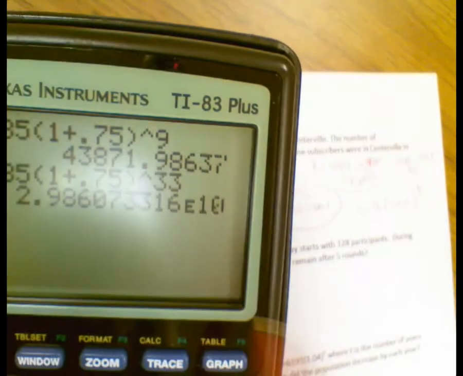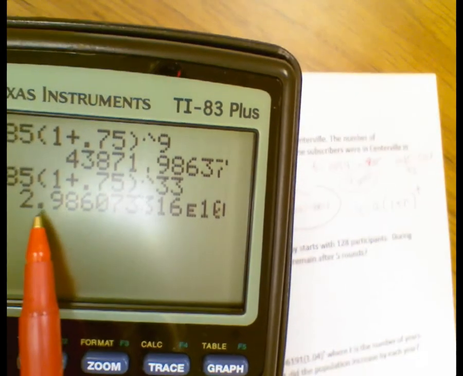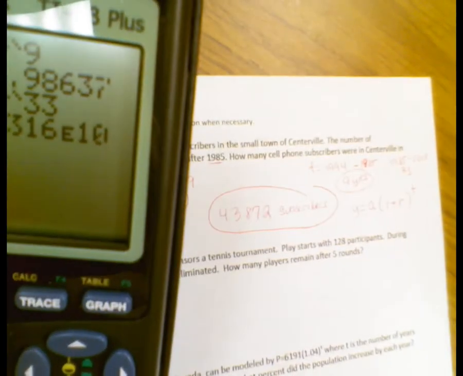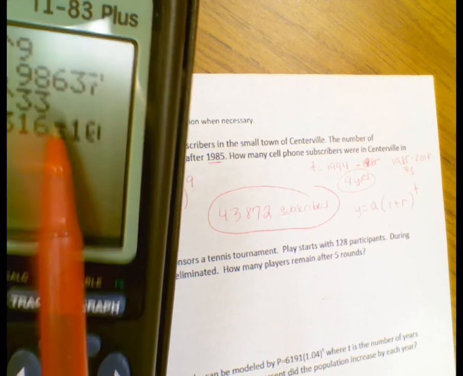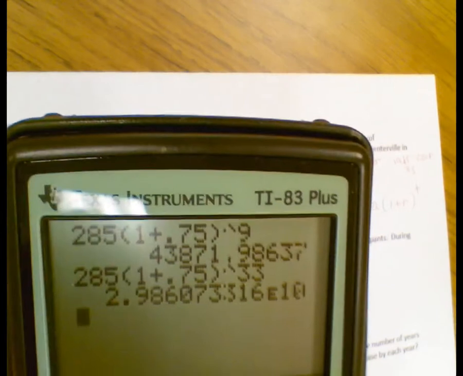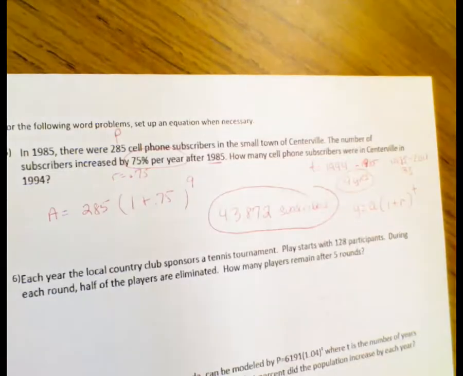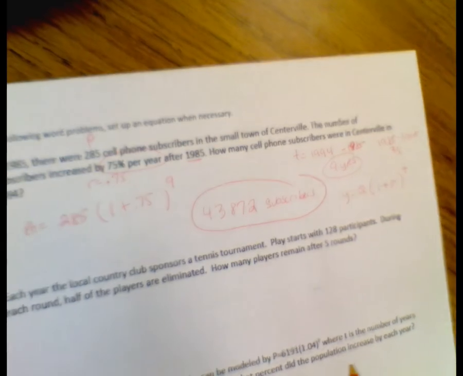So this is so big that it's in scientific notation. Okay, so you would have to move that decimal 10 places to the right. So it'd be like 1, 2, 3, 4, 5, 6, 7, 8, 9, 10. So there's a lot. All right, too many to even write. Over 200 billion. If there's that many people in Centerville, it pretty much means everyone that lives in Centerville has a cell phone.